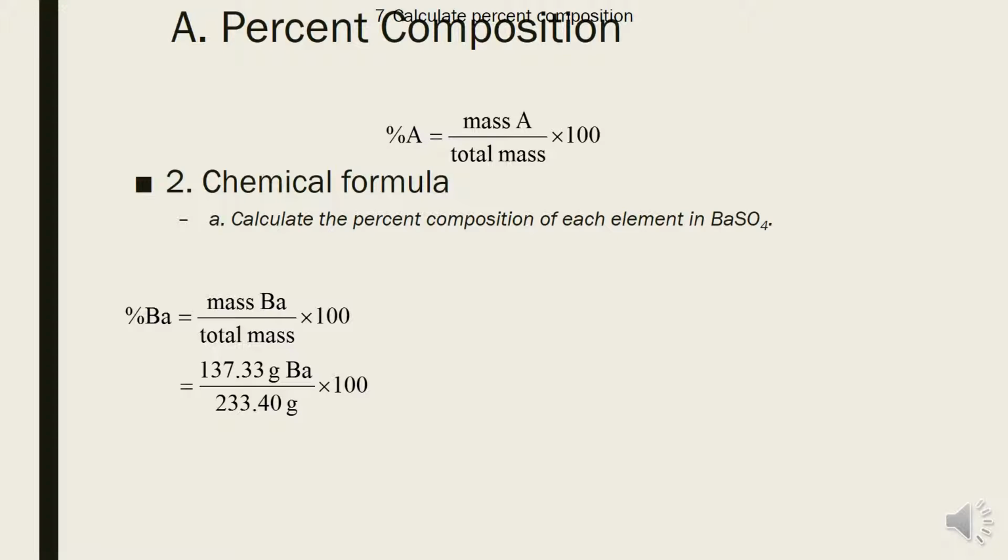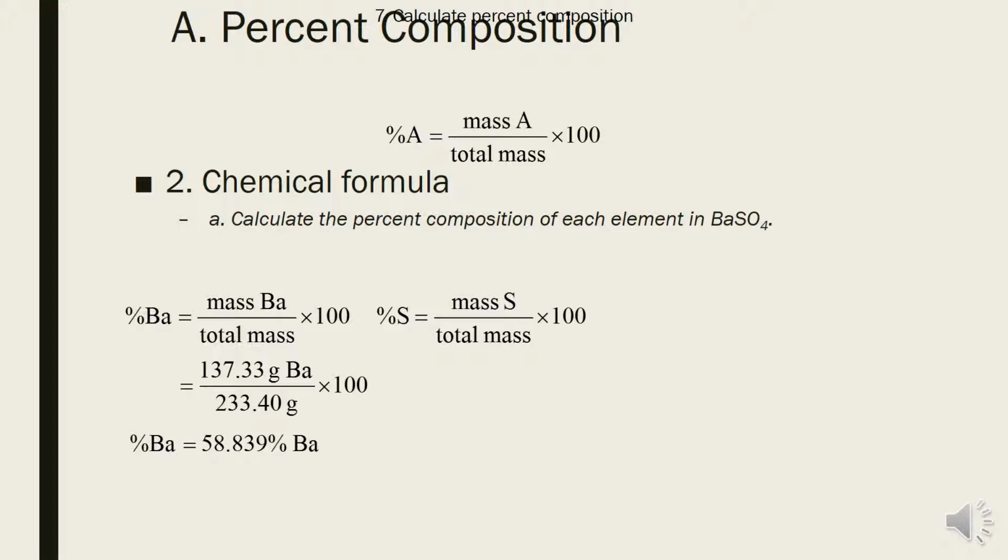So if I look up the molar mass of barium, I can see it's 137.33 grams of barium. The 233.4, that's simply the molar mass of the compound. So if you calculate the molar mass of BaSO4, that's what you'll get, 233.4. So whenever we're just given the formula, simply use the molar masses. You plug that in, your calculator should get 58.839% barium.